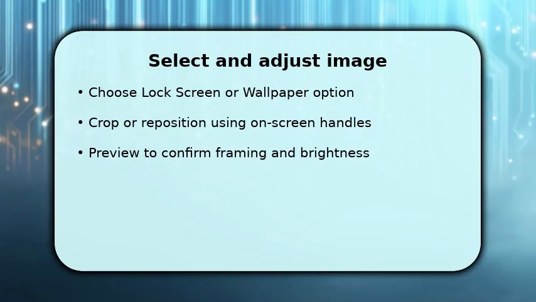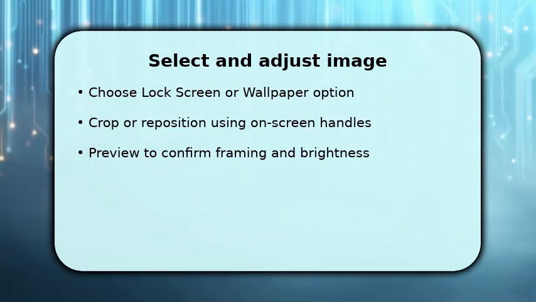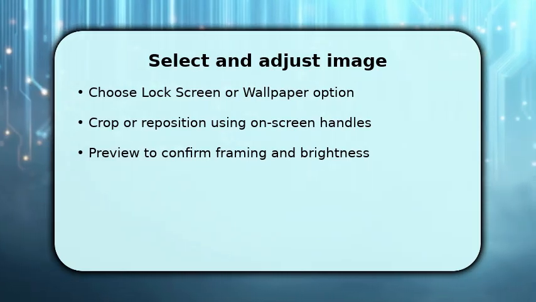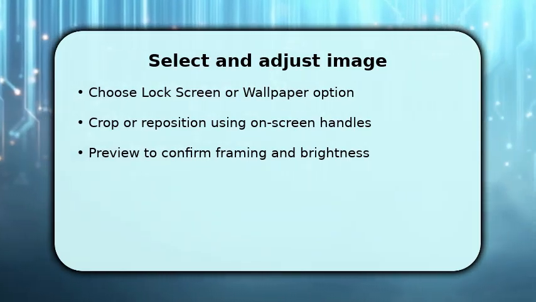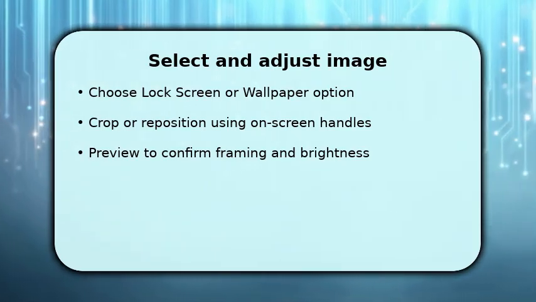You'll see image thumbnails. Select your saved photo, then use the crop and reposition handles to fit the 16:9 orientation or portrait as needed. You can pinch to zoom and drag to adjust framing. Make sure key content isn't under icons.